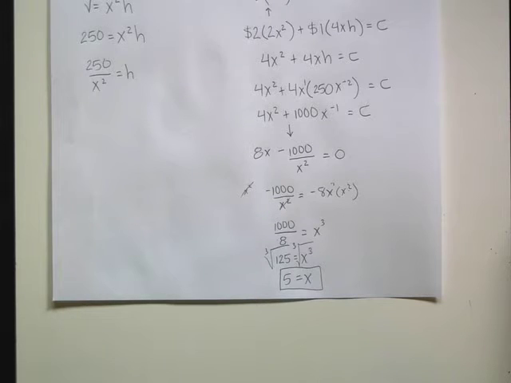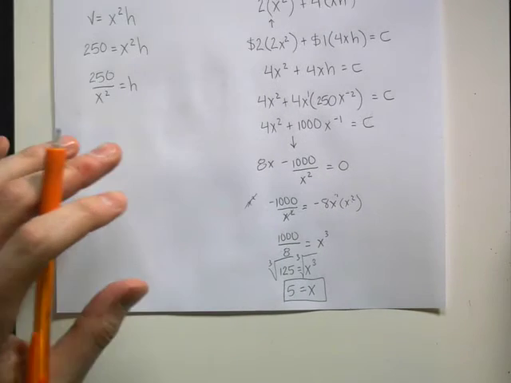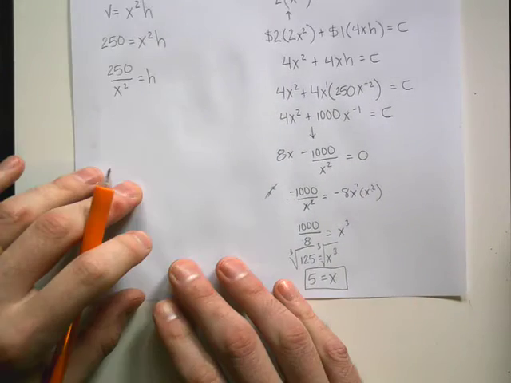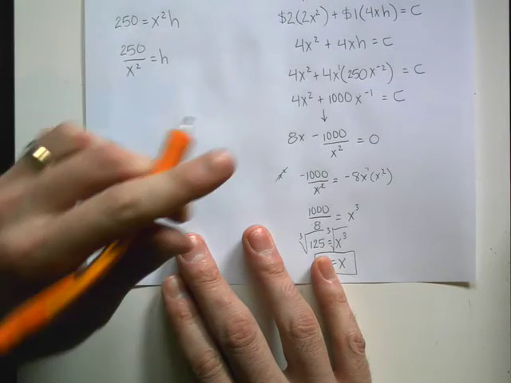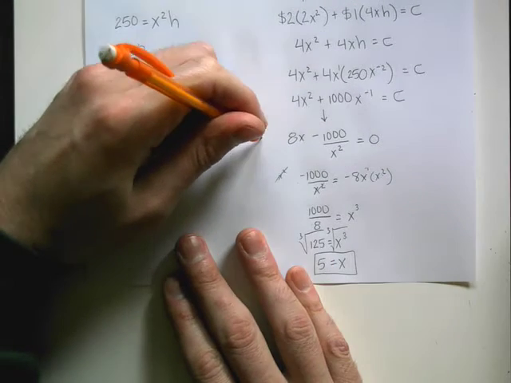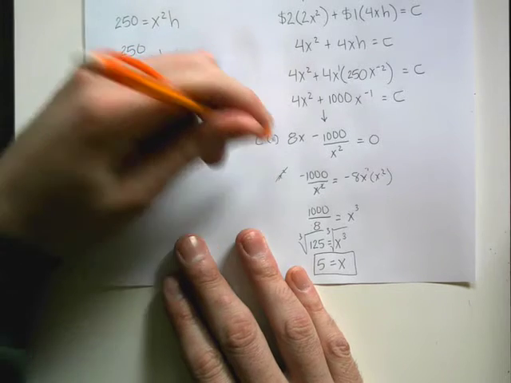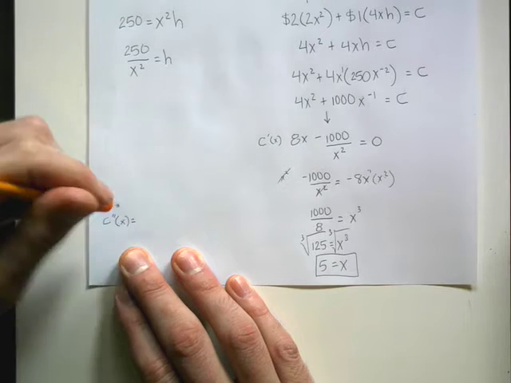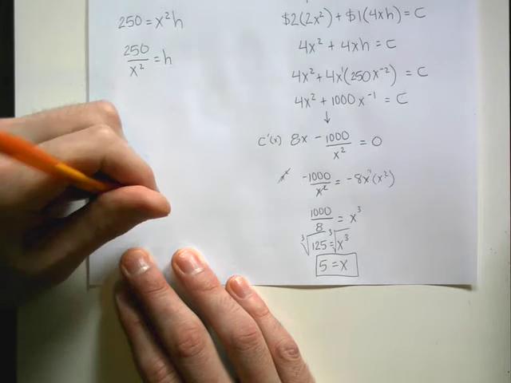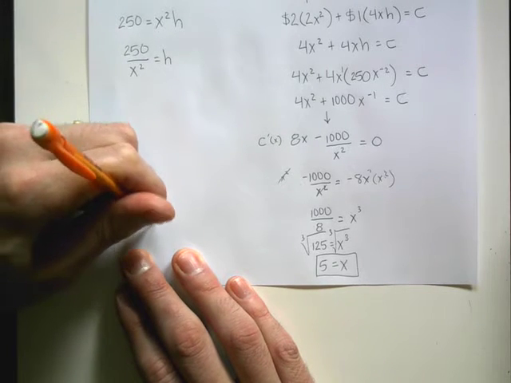Let's double check and again make sure that we are at a minimum. We don't want to be finding the dimensions of a maximum cost. So I've got a little room over to the side here. Let's see, this was my original derivative. Okay, so we want to take the double prime. So the second derivative would be 8.